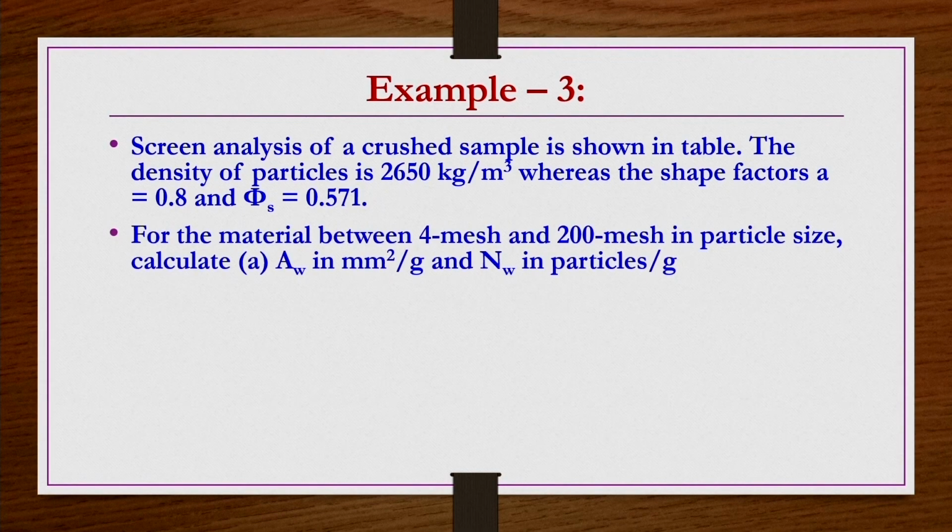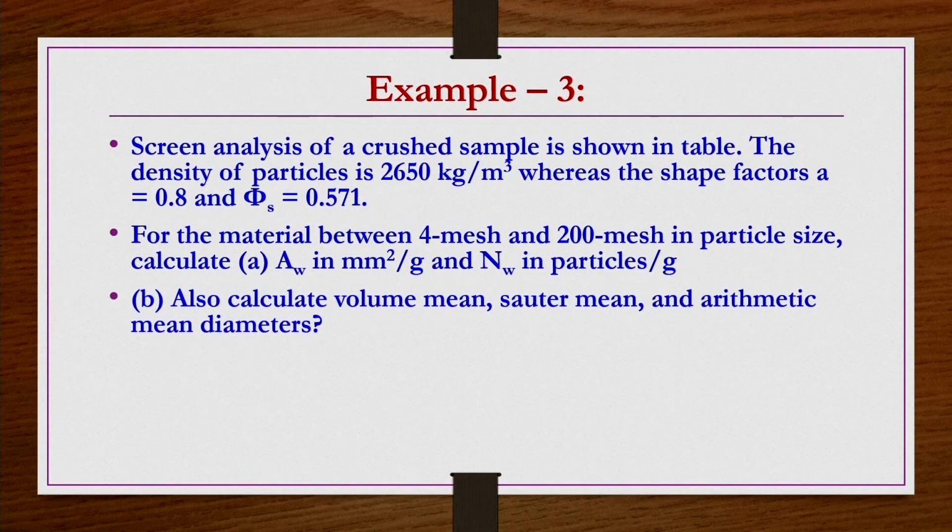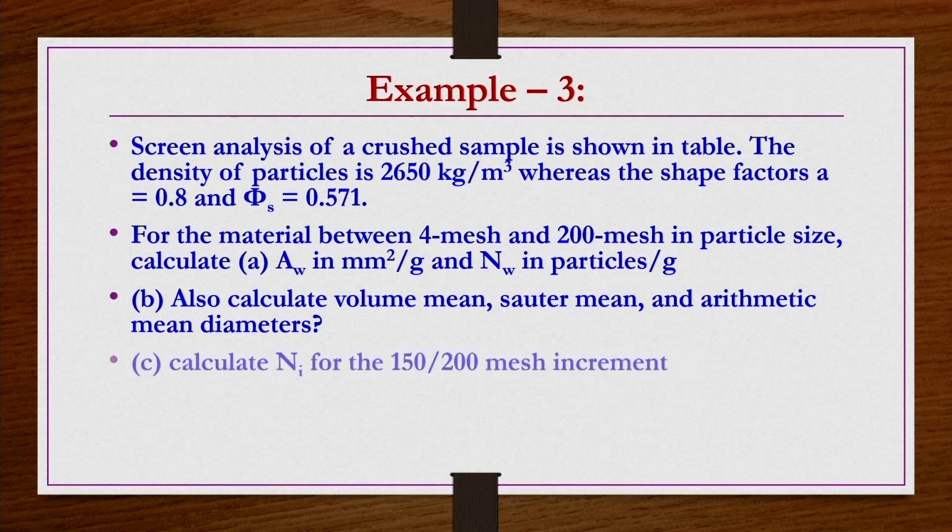For the material between 4 mesh and 200 mesh in particle size, calculate AW, that is specific area of the sample in mm square per gram, and then NW in particles per gram, that is total number of particles per gram of the sample. Then also calculate the volume mean, Sauter mean and arithmetic mean diameters.